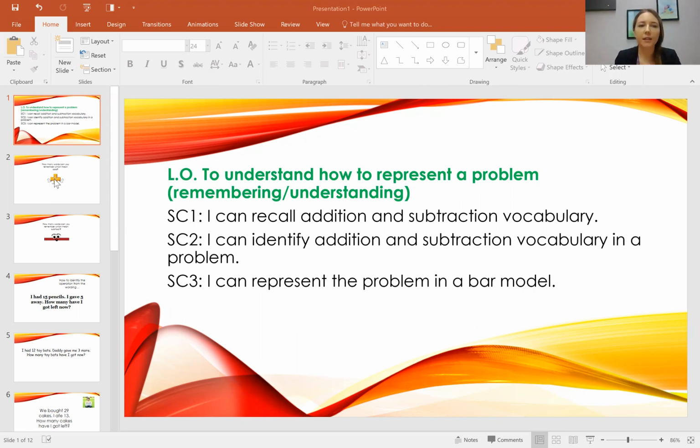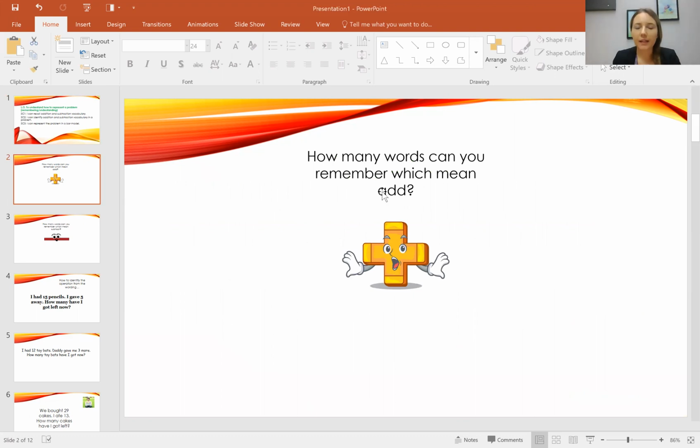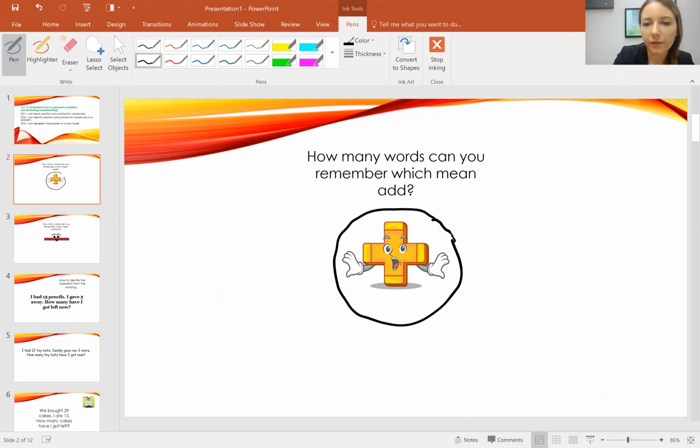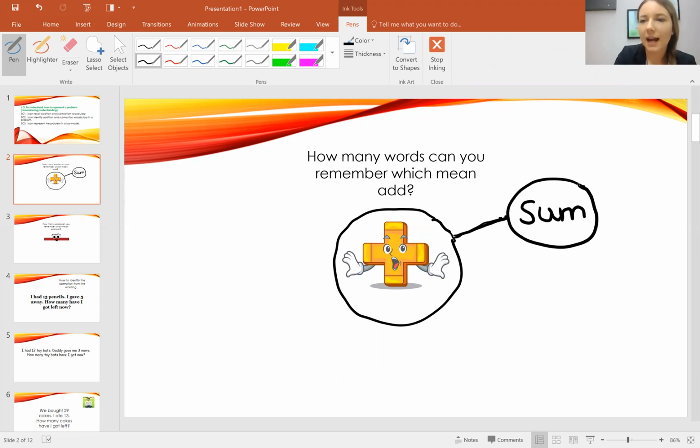So the first thing I would like you to do is think about how many words you can remember which mean the same as add. I'm going to give you one and then you're going to have a go. I'm going to do this in a bubble map because that's a good way for me to list the different words, but you can do it however you like. I'm going to put the word some. Some means the same as add.